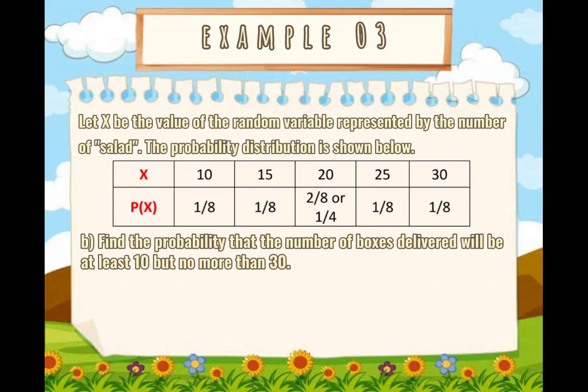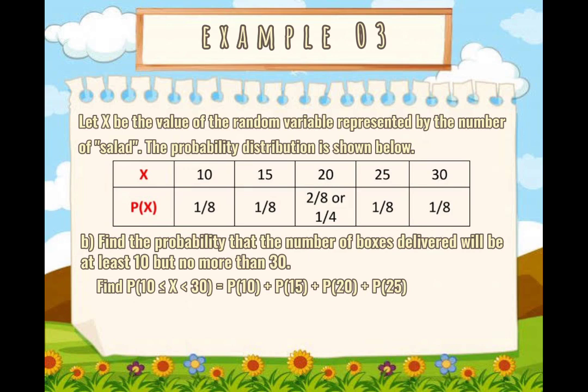For problem B, find the probability that the number of boxes delivered will be at least 10 but no more than 30. So let's take down the probability of 10, 15, 20, and 25. And then let's add. And the answer is also equal to 5 over 8 or 0.6.